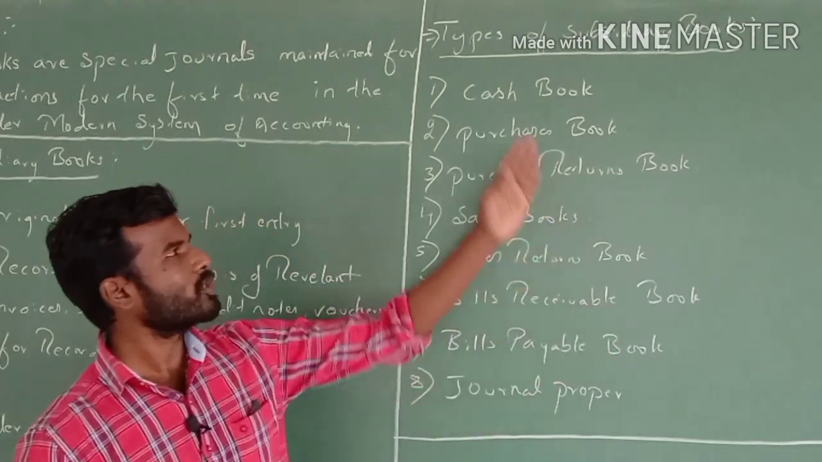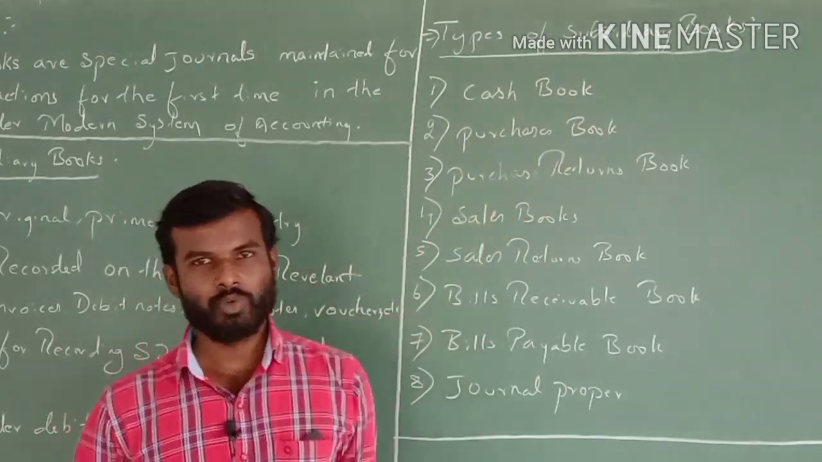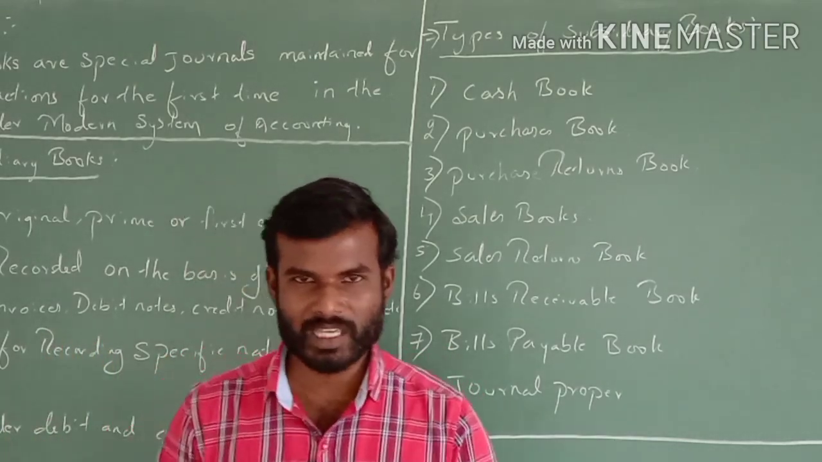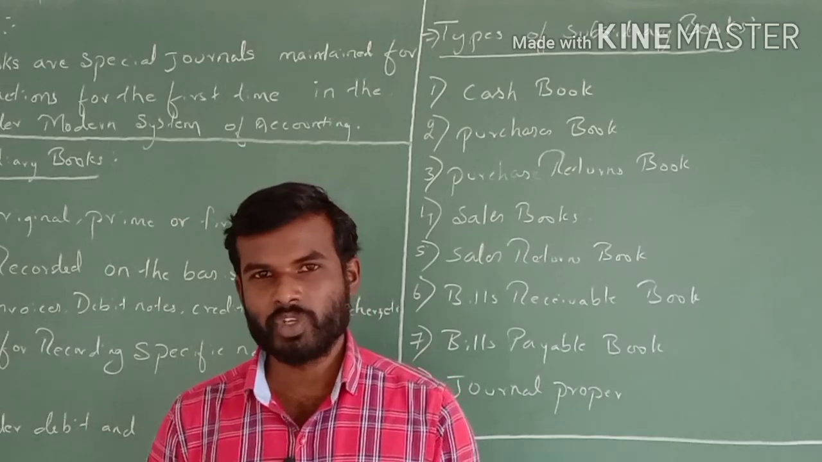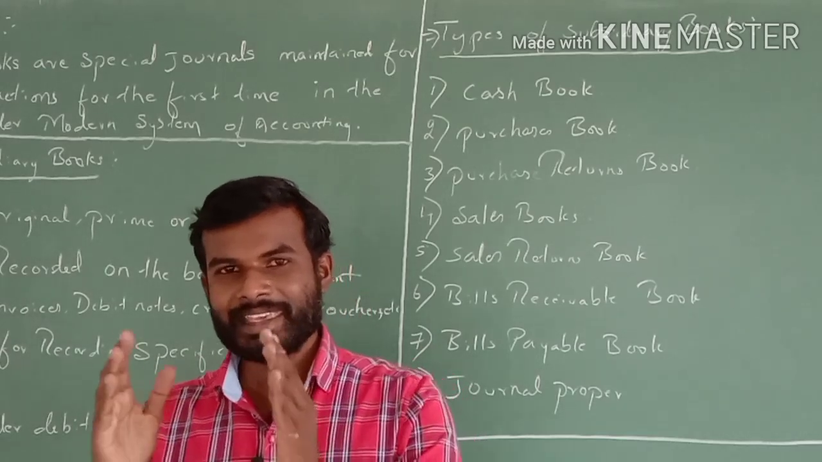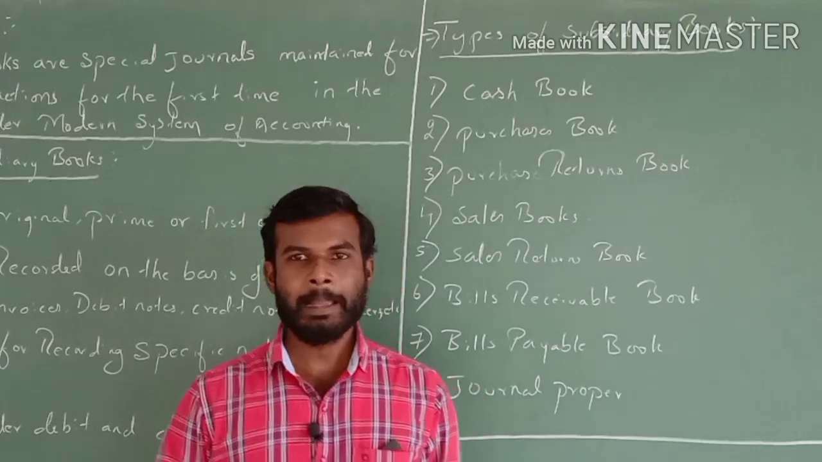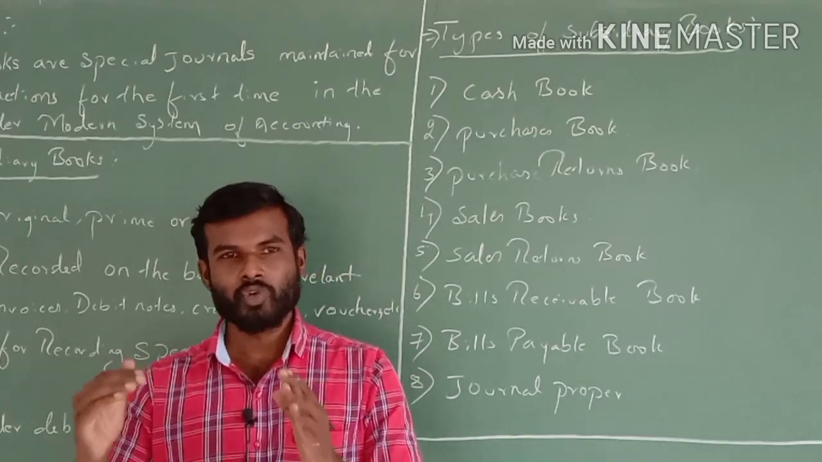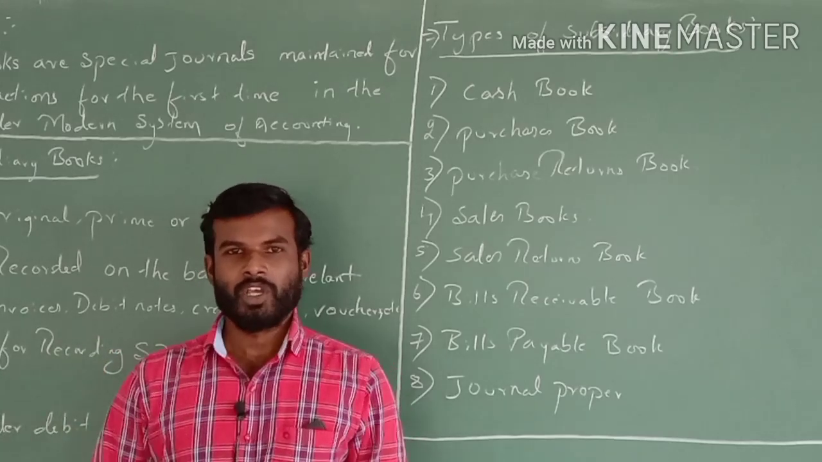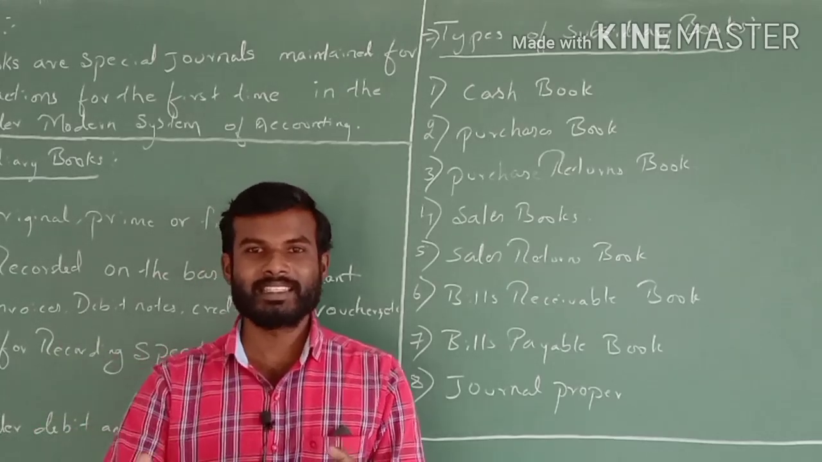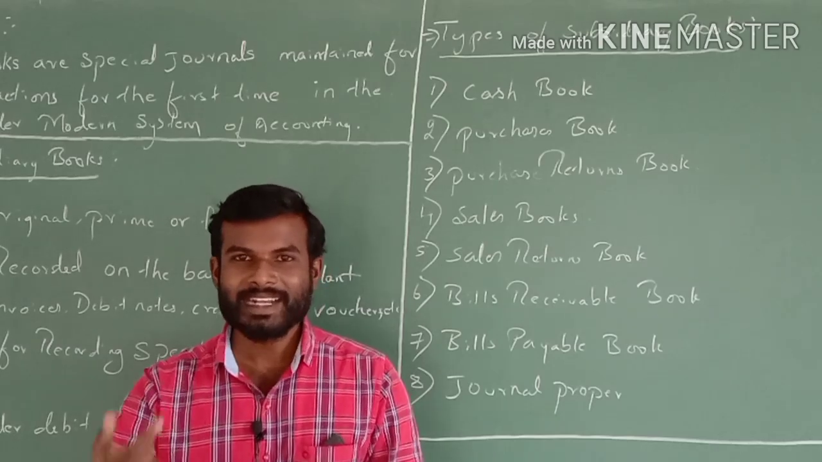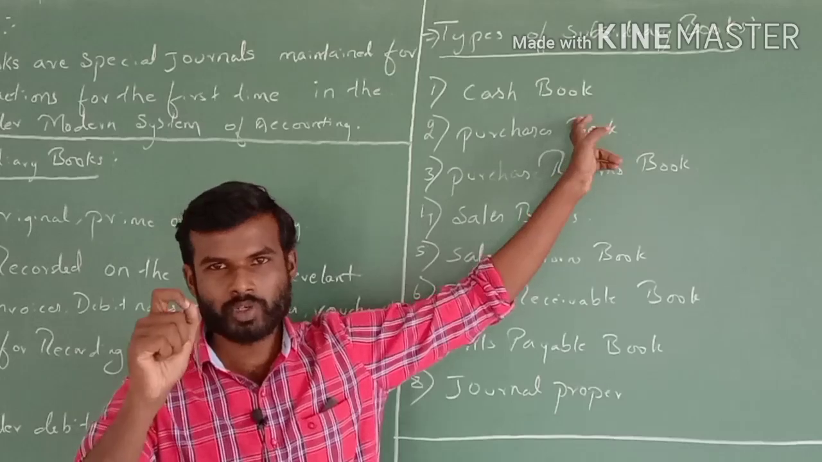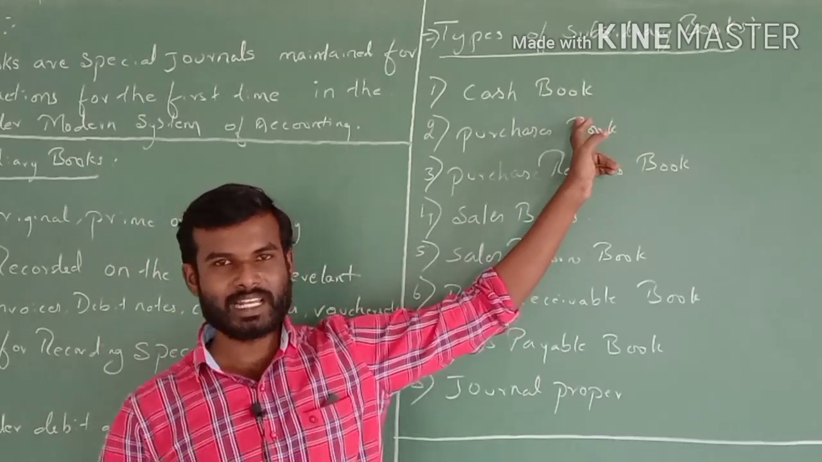So coming to the first book, what have we taken here? Cash book. Cash book is used to record only the cash transactions. What type of transaction do we record in the cash book? Only the cash transactions. For example, purchase of goods for cash, purchase of goods from Amir for cash, or received commission, received cash for brokerage, rent received. Like these transactions we can record in the cash book. Cash book is used to record only the cash transactions.